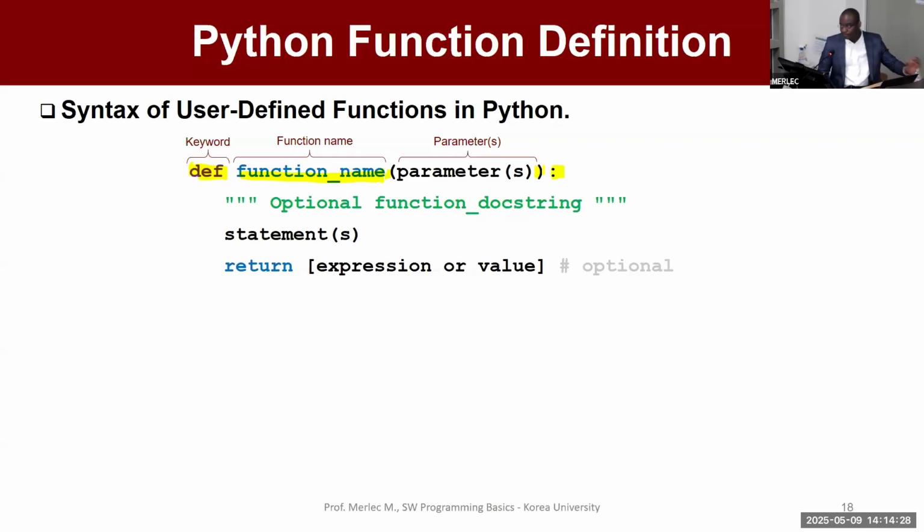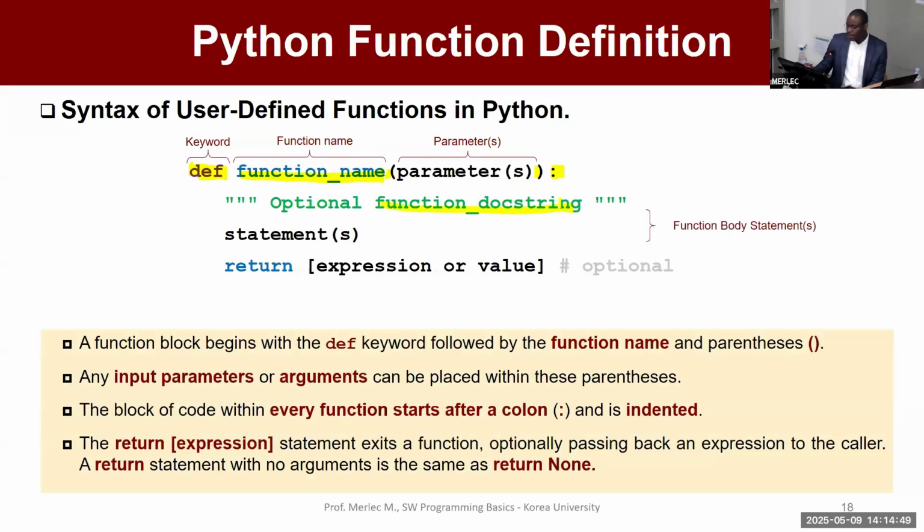Then on the second line, this is optional. You can provide the function docstring. What is the role of this line? You can just provide a small explanation on the purpose of the function. This is optional. You don't have to do it all the time.